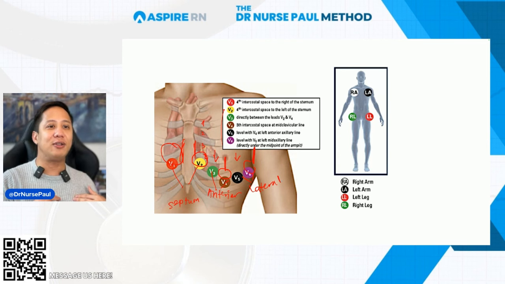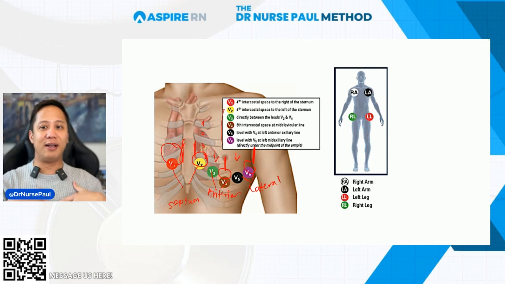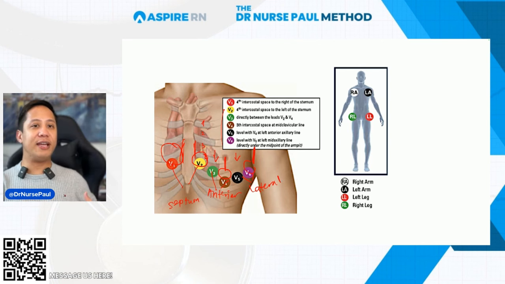Again, V1 and V2 looks where? What area of the heart is it looking at? Especially if there's MI there. Anyone? It's in the septum. Very good. How about V3 and V4? It looks for?